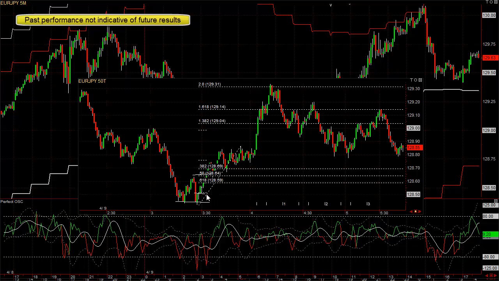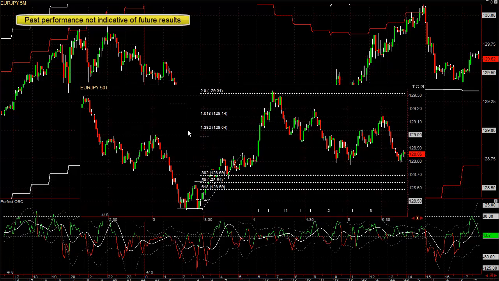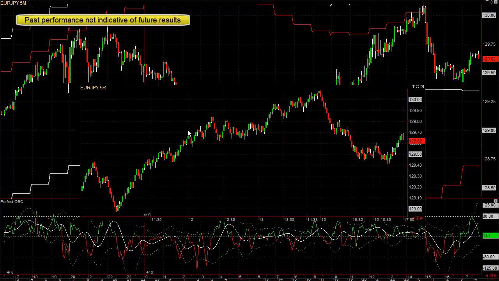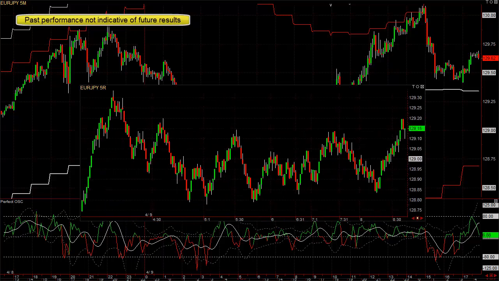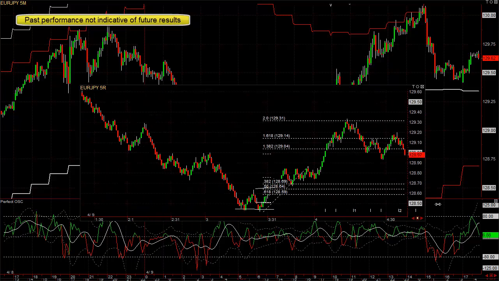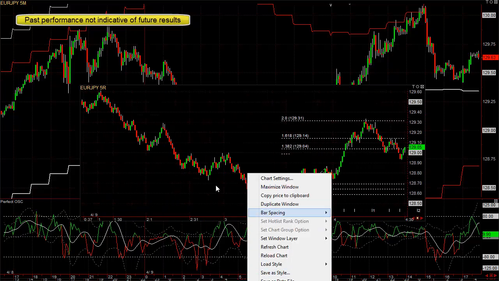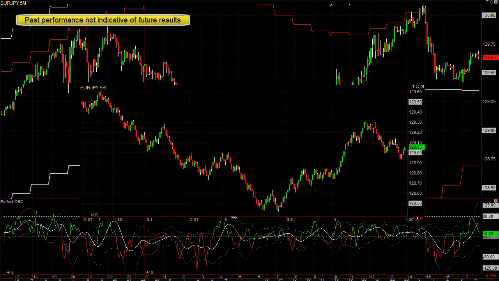So that's 64 pip profit while risking maybe about 7 or 8 pips. That's smart. Another thing you can do other than use a tick chart is use a range chart. Let's say 5 pips per bar. Instead of time, instead of ticks, this is based purely on movement. Every bar, let's get rid of all these lines on here.